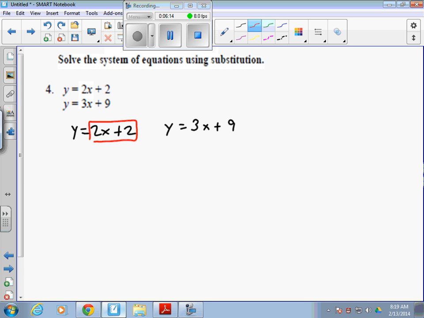Take a look at your first equation. It says 2x plus 2. That's what it tells you the value of y is. So what that means is in place of y, you can plug it in or substitute it in. That's why it's called substitution. So instead of putting y, we're going to put its new value of y, which is 2x plus 2, or the expression that represents it. 2x plus 2 equals 3x plus 9.